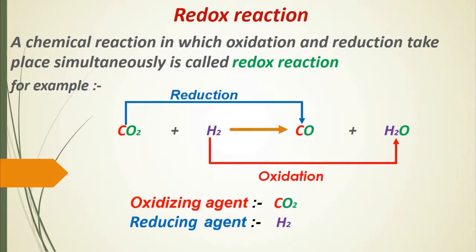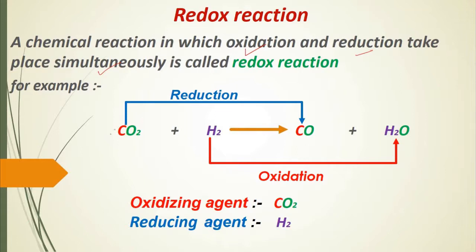Redox reaction: a chemical reaction in which oxidation and reduction take place simultaneously is called a redox reaction. Redox is the short form of oxidation reduction reaction. This will be clear from this example: CO2 plus H2 gives CO plus H2O. This chemical equation shows an example of a redox reaction.